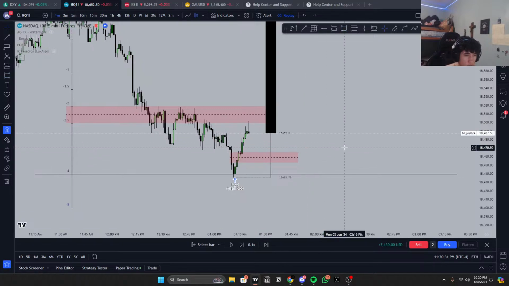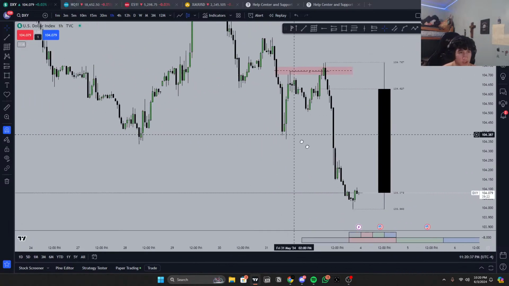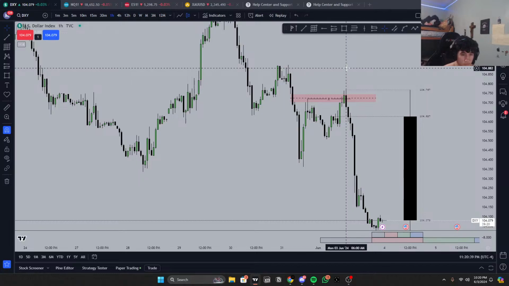Do we tap into it? No, we don't. And this is where we had absolutely no retracement. I want to look for longs here. Also, I'm going to move over to DXY to show you guys.